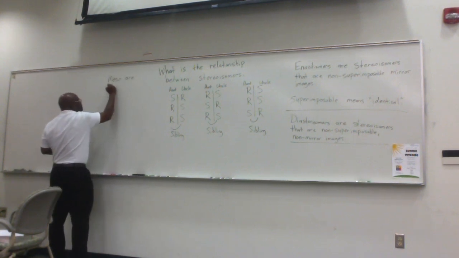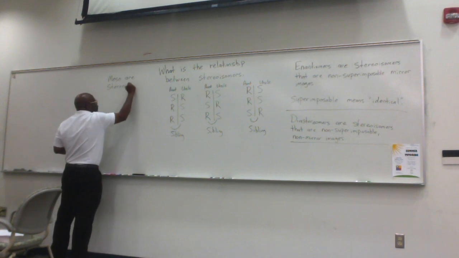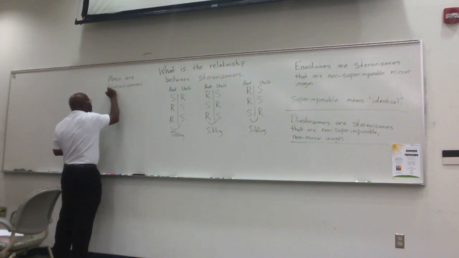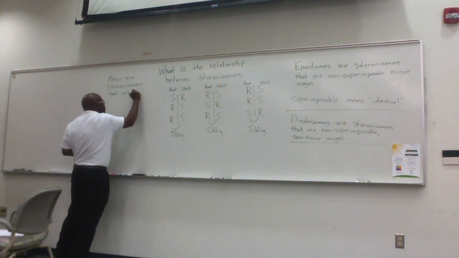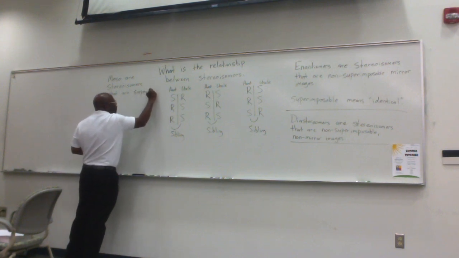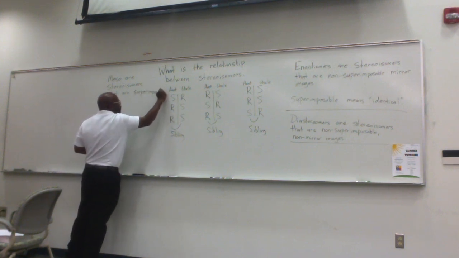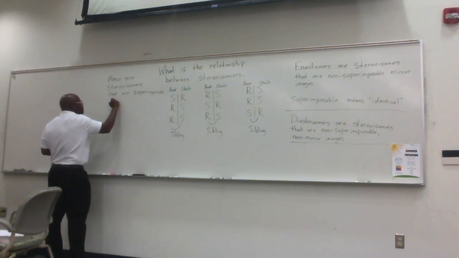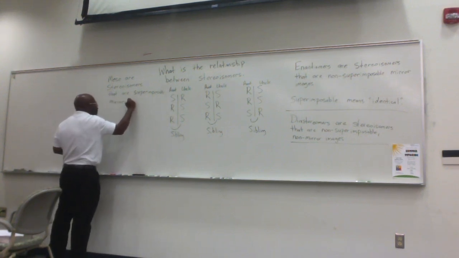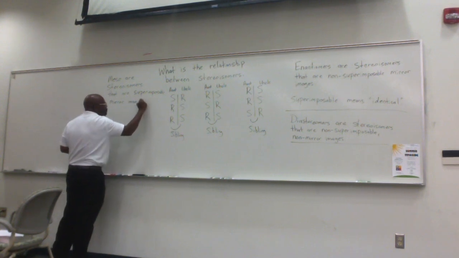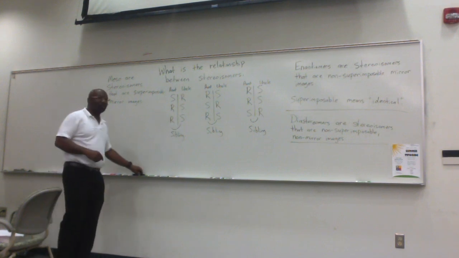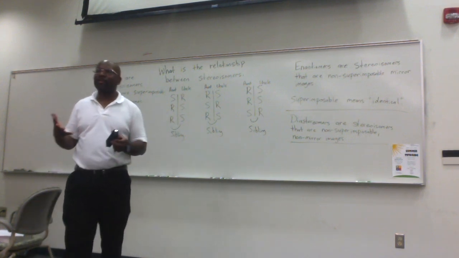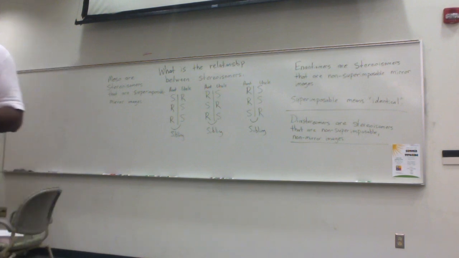Meso compounds are stereoisomers that are superimposable mirror images. I'm also drawing a structural molecule of a meso, so you can see what I'm referring to.